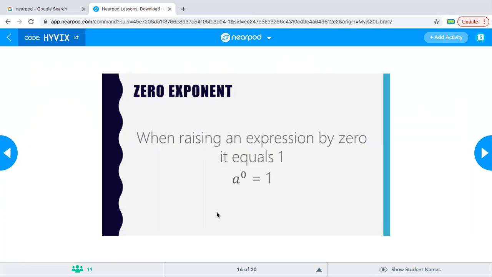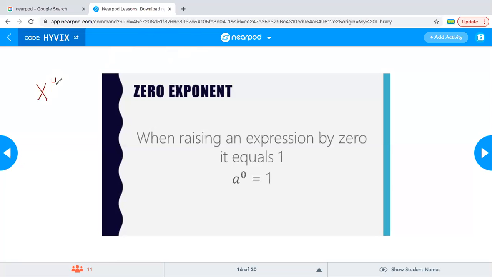We could do a problem. Except 0. You can't do 0 to the power of 0. That is not anything. Try it on the calculator. So anything raised to the power of 0 is 1. Okay, so that's pretty straightforward.